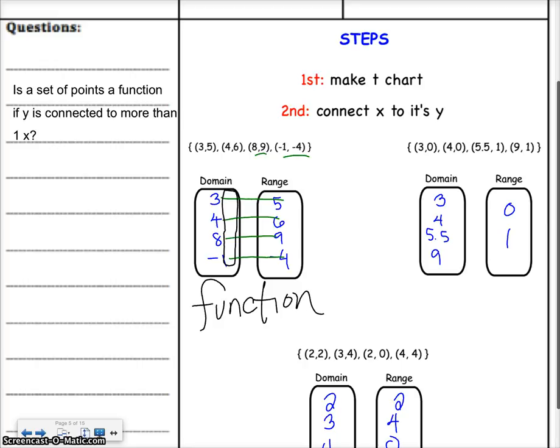Okay, the next one, I'm going to start mapping. 3 goes to 0, 4 goes to 0, 5.5 goes to 1, 9 goes to 1. I'm looking only at my domain, my X. Each X should have one line connected to it. I have only one line connected. This is a function.